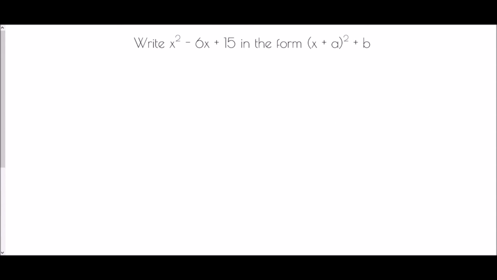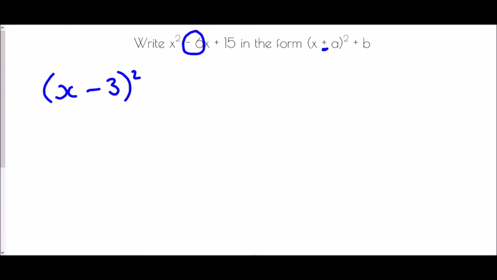We'll try it again with x squared take away 6x plus 15. It's still the same. It's been asked for in the form of x plus a squared plus b. Now, what we did previously is we halved the number that was in front of x. Now, this is a negative, and this says plus a. That does not matter. The form x plus a could be x add a number or x take away a number. And so in this case, I'm going to x take away half of 6, which is 3. And I'm going to square it.